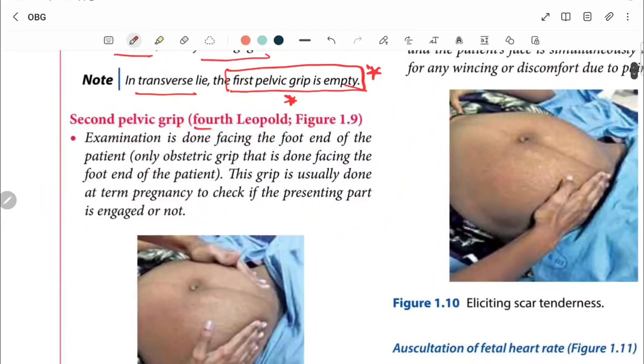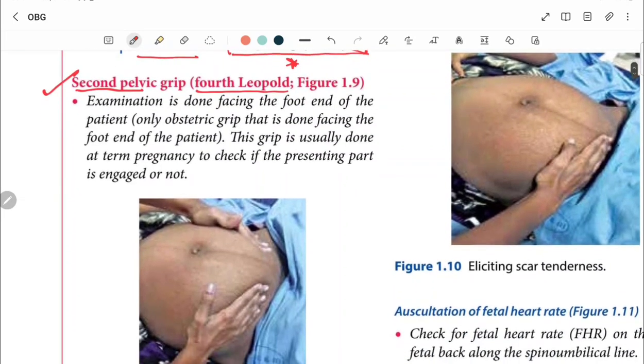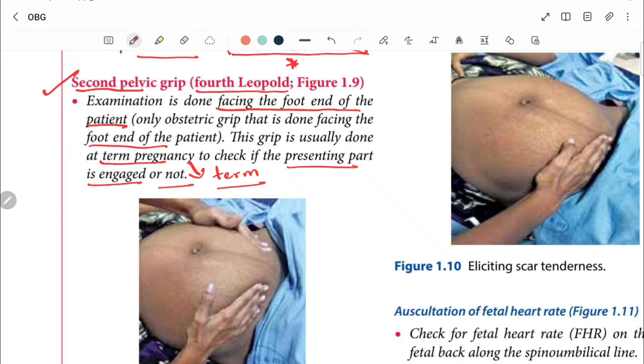Now moving on to the fourth Leopold maneuver, which is the second pelvic grip. Remember this: the last, fourth Leopold maneuver alone is done facing the foot end of the patient. It is the only obstetric grip done facing the foot end of the patient, and it is your second pelvic grip. This grip is usually done at term pregnancy, which has crossed 37 weeks of gestation, to check if the presenting part is engaged or not.